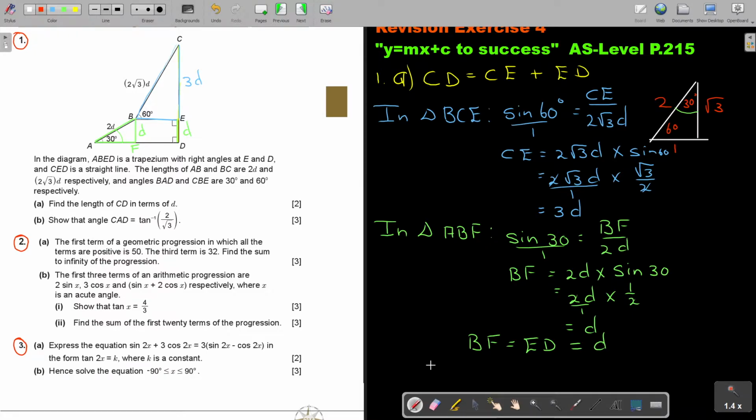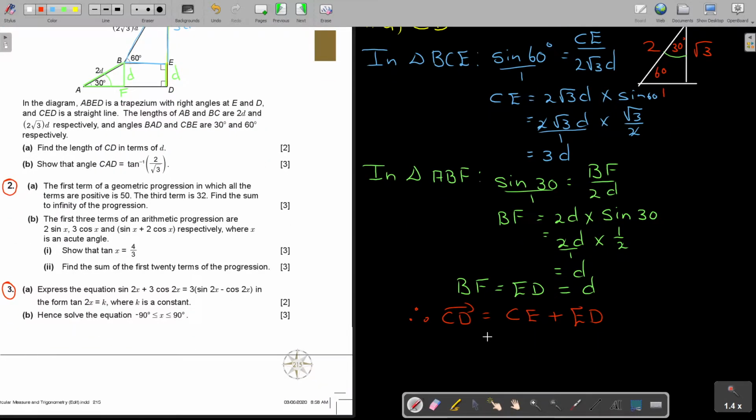So therefore, find CD. CD is equal to CE plus ED, and that is going to be equal to 3d plus d, which is equal to 4d. So that is my first answer: the length of CD in terms of d.